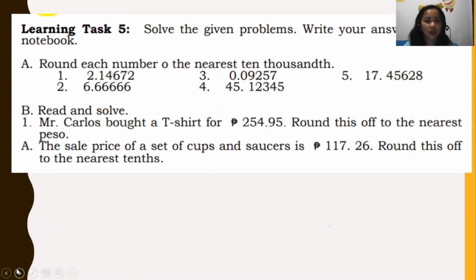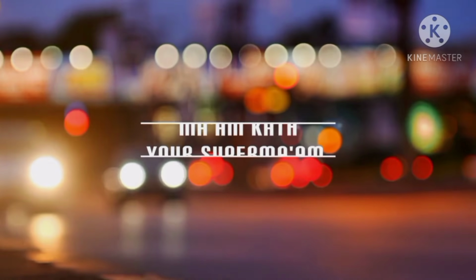Okay, learning task number 5. Solve the given problem. Write your answer in your notebook. Round each number to the nearest 10,000ths. So, sa 10,000ths natin ira-round. Alin dito ang 10,000ths? Ibig sabihin, pag 10,000ths yung pang-apat na decimal number. Here. Ayan, dyan mo siya i-round. And then read and solve the problem. So, parang katulad lang din ng ating problem.